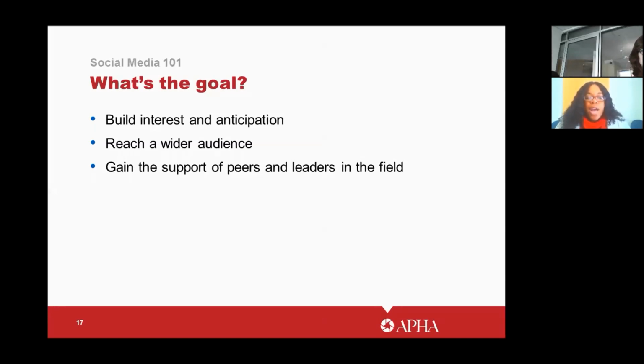And then another reason why is to gain the support of peers and leaders in the field. We want people, like I said, to be engaged and get involved. And we really just want everyone to be a part of the conversation of public health.